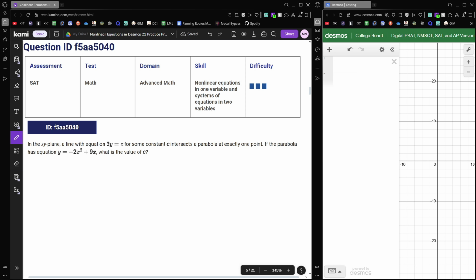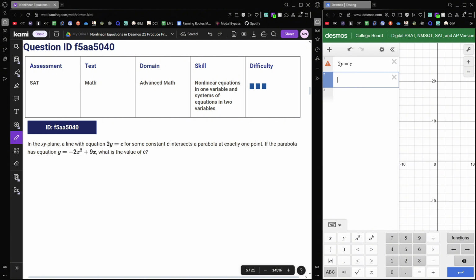Question number 5. In the xy plane, a line with that equation for some constant c intersects a parabola at exactly 1 point. If the parabola has that equation, what is the value of c? Let's go ahead and type our two equations into Desmos. 2y is equal to c, and y is equal to negative 2x squared plus 9x.